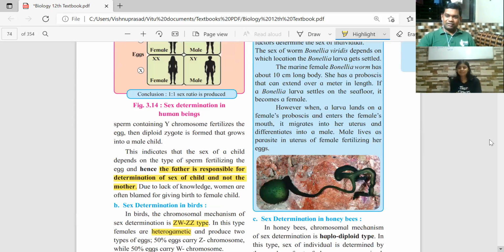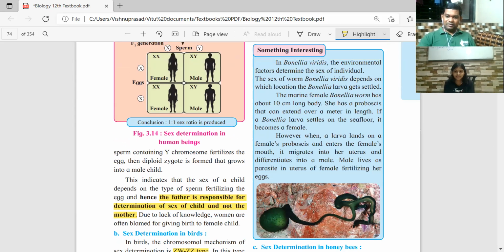समझा? Sex determination in birds. अच्छी तरह से. Okay. Now another interesting example. ये box में secret point लिखा है. What is written out here? Interesting information, nothing secret. Why will there be a secret?